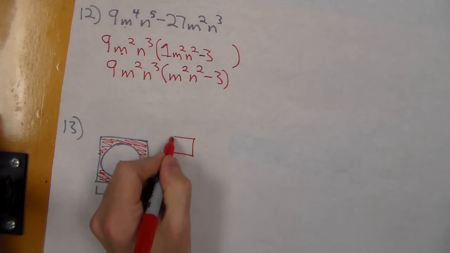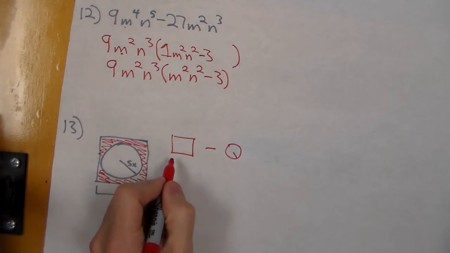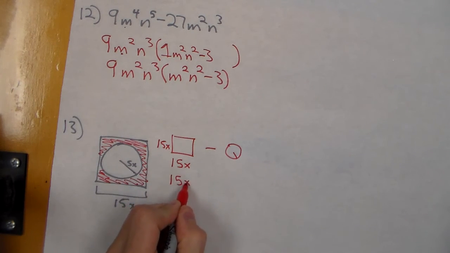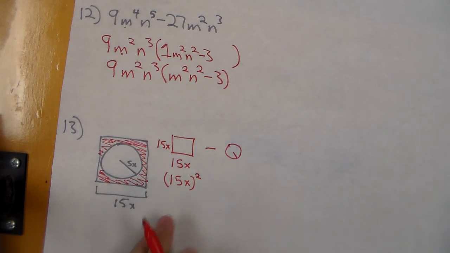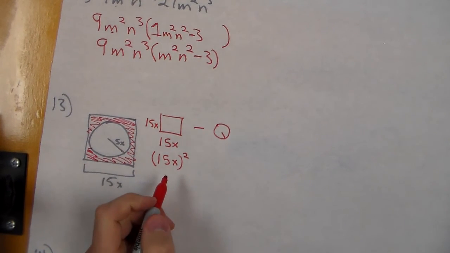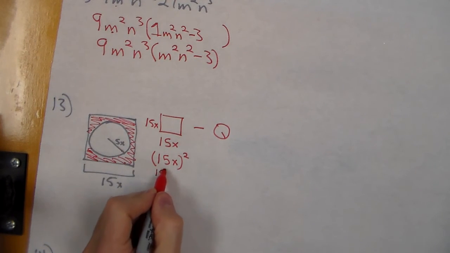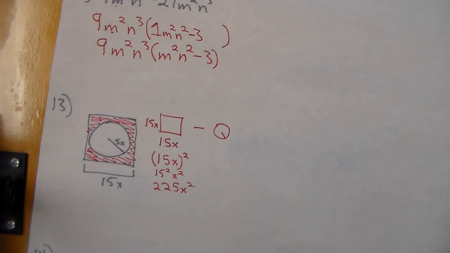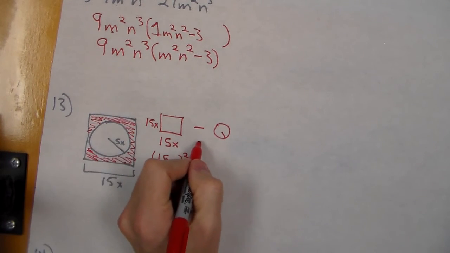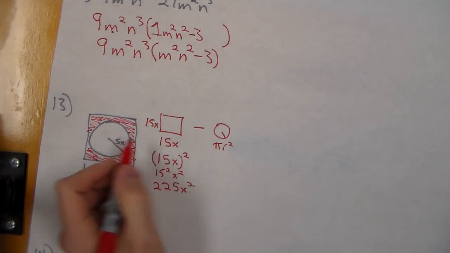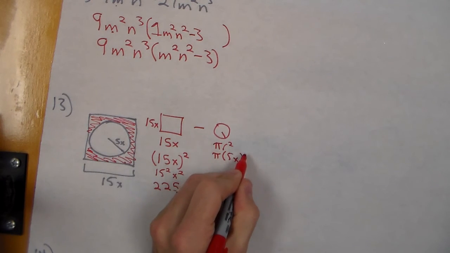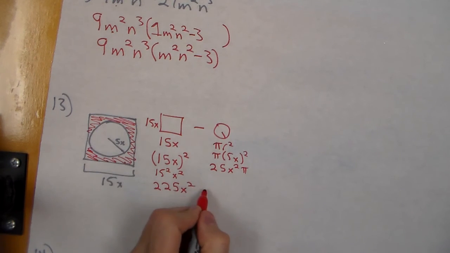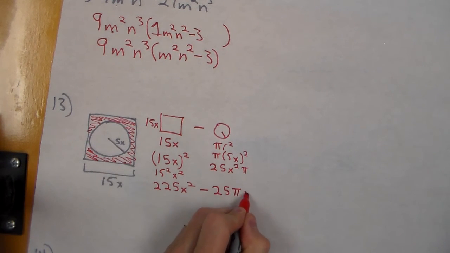So we're first going to do the square minus the circle. The square is 15x by 15x. So the area of that square is 15x squared. When I square that, like we learned last unit, we square both of them. So it's now 15 squared x squared, which is 225x squared. For the circle, it's pi r squared. It's pi times 5x squared, which comes out to be 25x squared pi, but let's write that as 25 pi x squared.